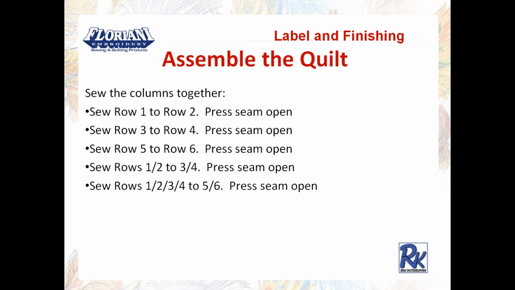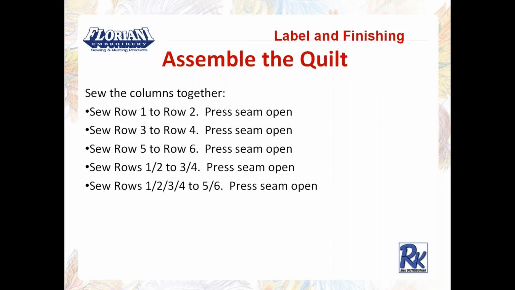All right, now we are going to put our columns together, and we're going to do that like we did the blocks, but now we're going to be sewing our rows together. So we are going to sew row 1 to row 2 and press that seam open. We're going to sew row 3 to row 4 and press that seam open. Finally, row 5 to row 6 and press that seam open.